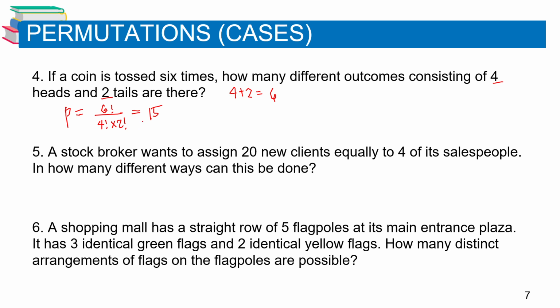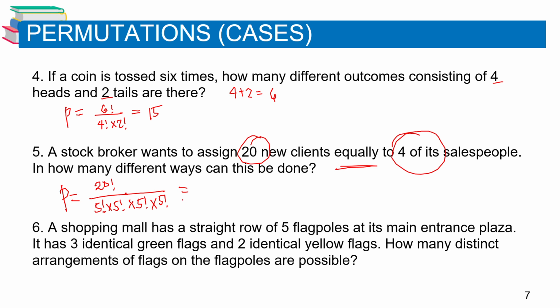Next is a stockbroker wants to assign 20 clients equally to 4 sales people. In how many different ways can this be done? So each salesperson gets equally, so if there are 20, we can divide it by 5. So the permutation of objects is 20 factorial over, since we are going to divide it by 5 equally to 4 people, 5 factorial times 5 factorial times 5 factorial times 5 factorial.